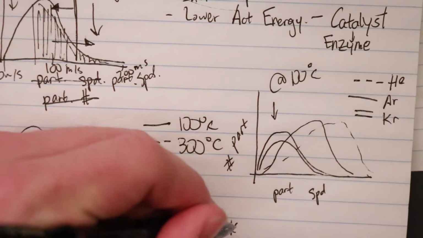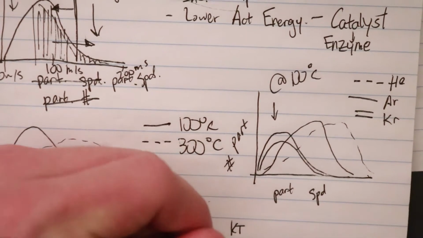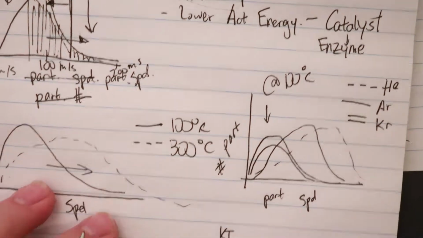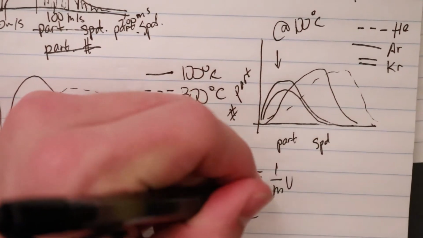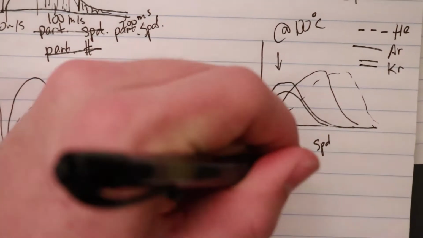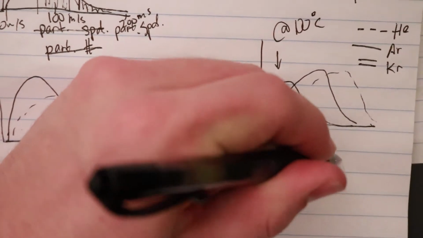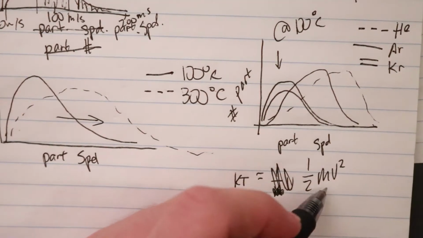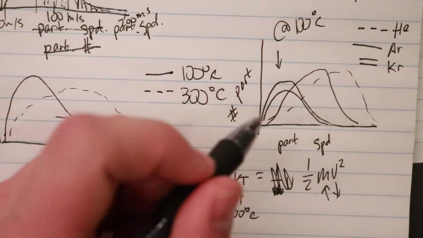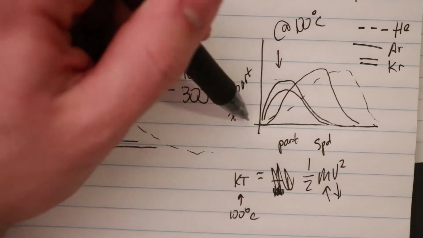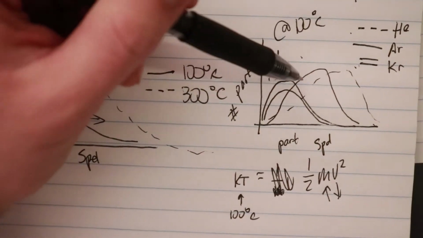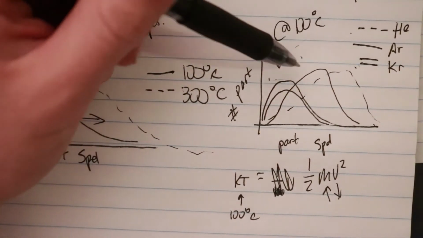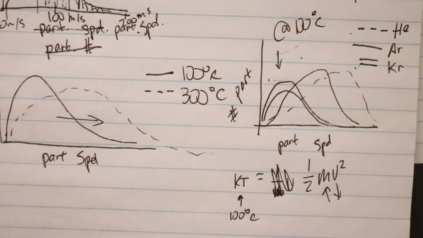So if they all have the same kinetic energy, which is 100 degrees Celsius, and kT equals 1/2 mv squared, 1/2 mass times velocity squared. Because this mass goes up, the velocity goes down, which is why we see that the heavier elements like krypton and argon have lower average particle speeds at a given temperature than helium.